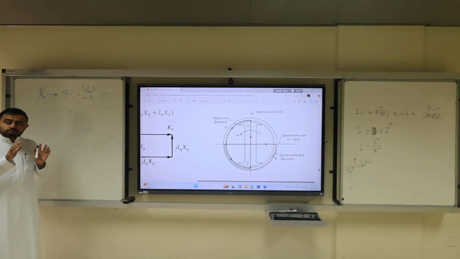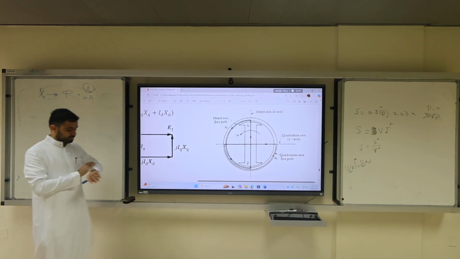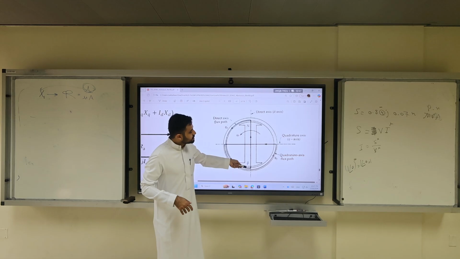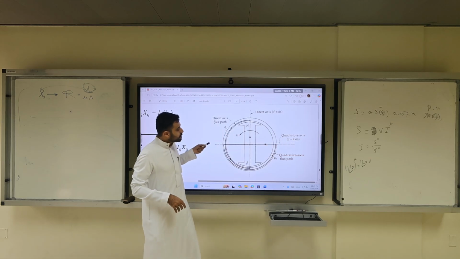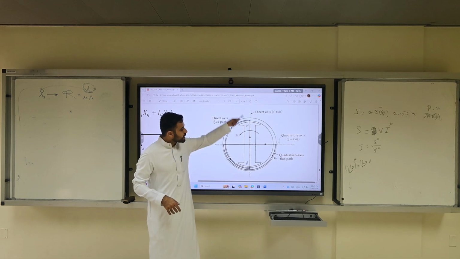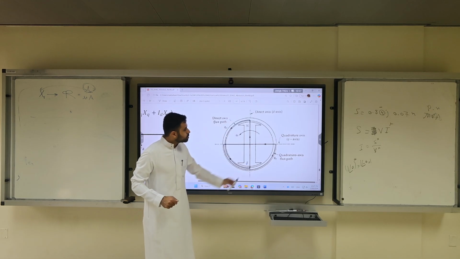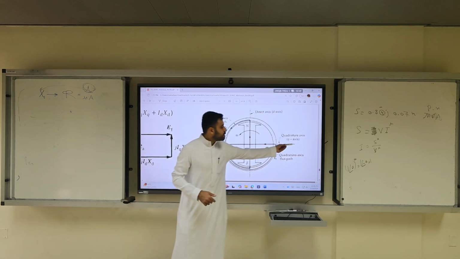We are not going to dig deep into the mathematical analysis, but we will walk over it. This is hard. So we have two axes, the direct axis and the quadrature axis. The quadrature axis is perpendicular to the flux axis of the rotor. Where is the flux axis of the rotor? It is the direct axis. Where is the quadrature?